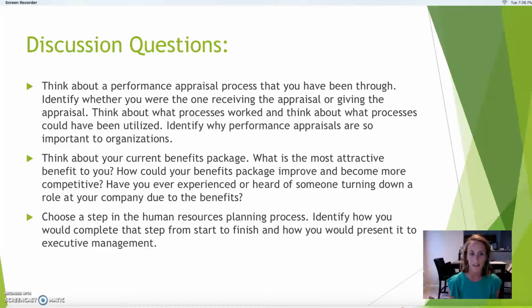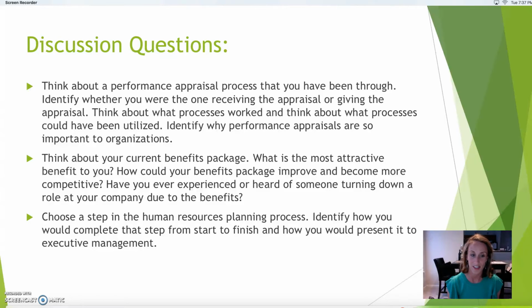The second question is to think about your current benefits package. What is the most attractive benefit to you? How could your benefits package improve and become more competitive? Have you ever experienced or heard someone turning down a role at your company due to benefits?